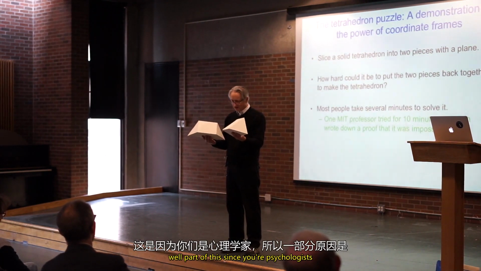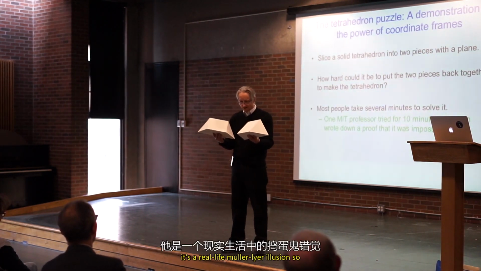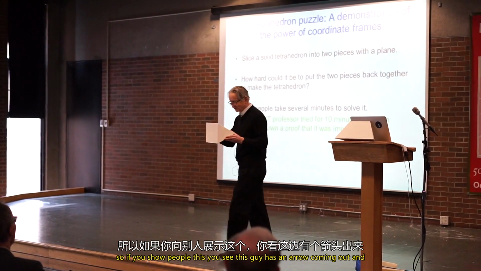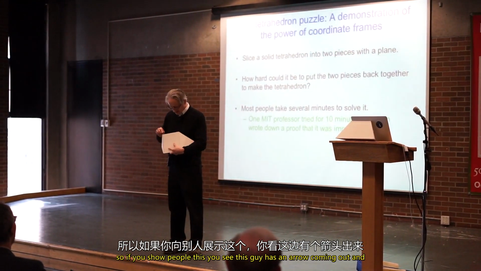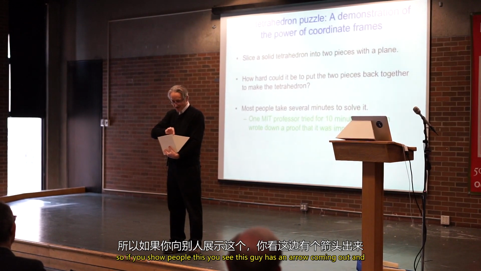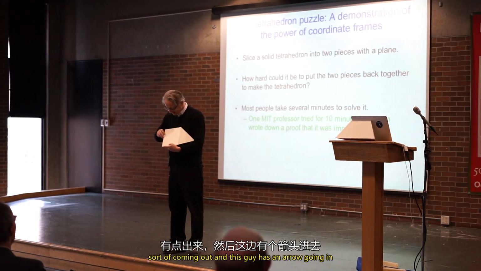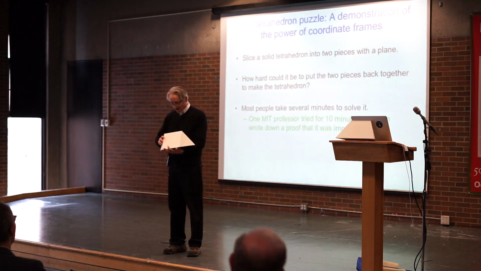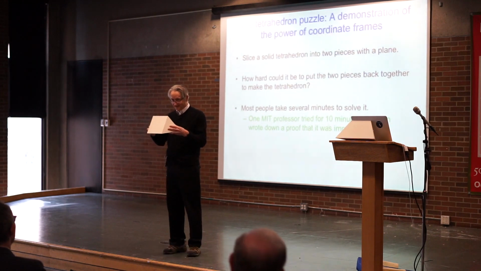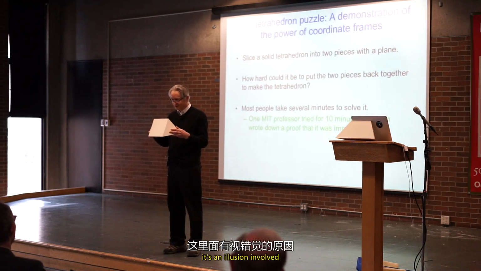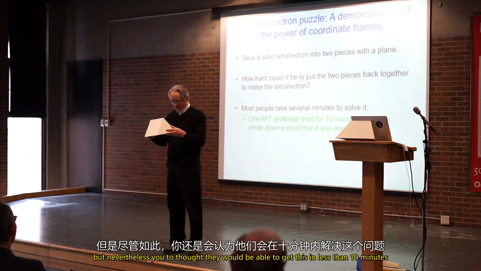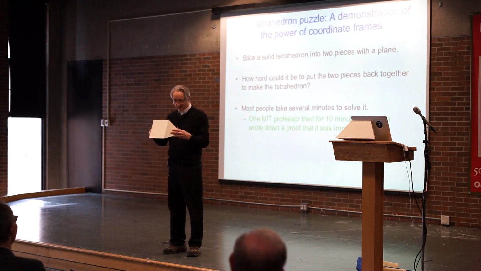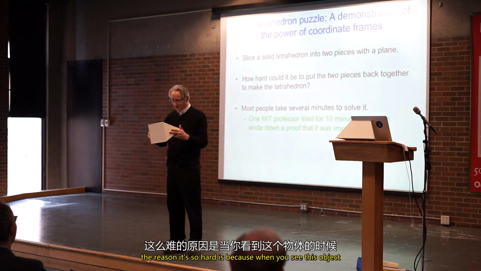Well, part of this, since you're psychologists, is it's a real-life Muller-Lyer illusion. So actually, people don't perceive it as a rectangle. If you show people this, you see this guy has an arrow coming out, and this guy has an arrow going in. So actually, people perceive that as not quite square. And that helps to explain why it's so hard. There's an illusion involved. But nevertheless, you'd have thought they would be able to get this in less than 10 minutes. Now, I'm going to try and explain, apart from the illusion aspect, why it's so hard.